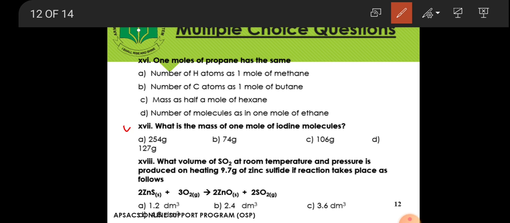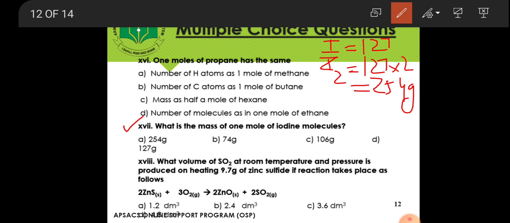Yes students, question number 17. What is the mass of 1 mole of iodine molecule? Atomic mass of iodine is 127. So its molar mass will be 127 multiplied by 2, and that is equal to 254 gram. So 1 mole of iodine contains 254 grams of iodine. So the correct answer is 254.